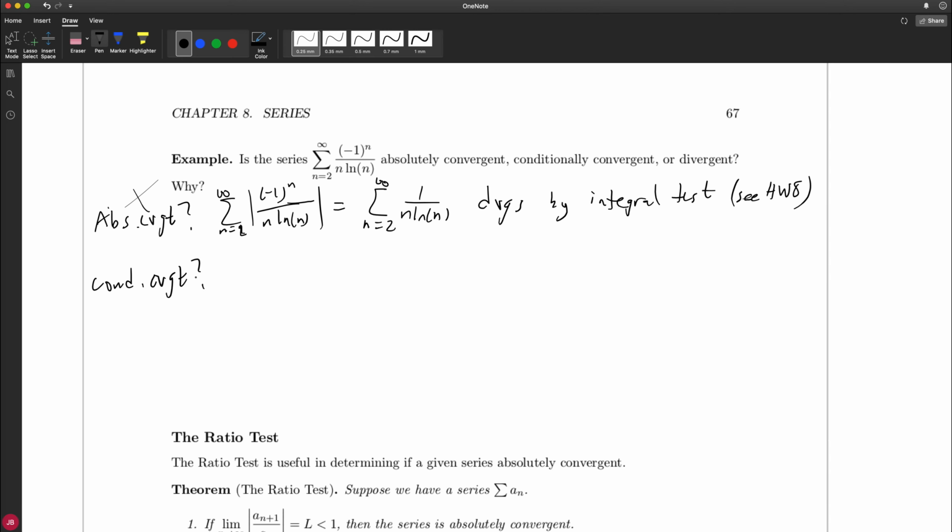Well, how would you show it? Notice it's alternating, right? So first of all, we can apply the alternating series test, and hopefully that'll work for us. We identify Bn, the non-alternating part, which is 1 over n ln of n. Is it decreasing? Well, as n gets bigger, both natural log and n also get bigger, so the denominator is getting bigger with each increasing n value. So Bn is decreasing. That's good.